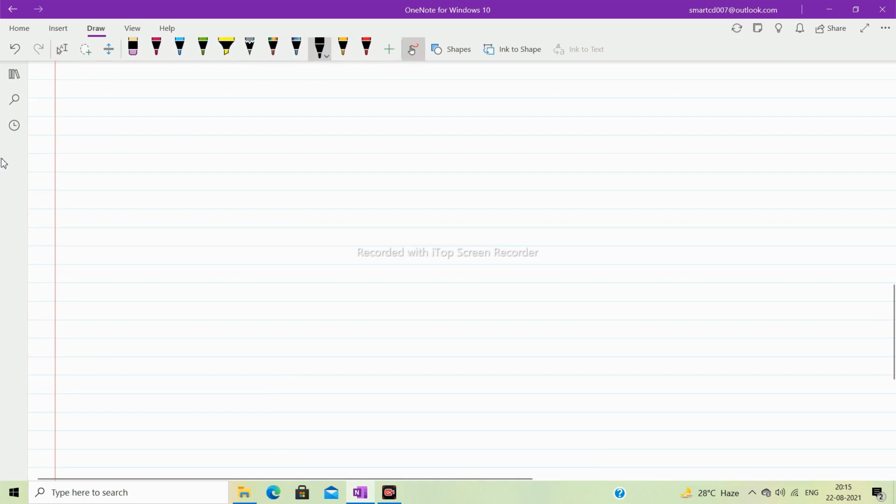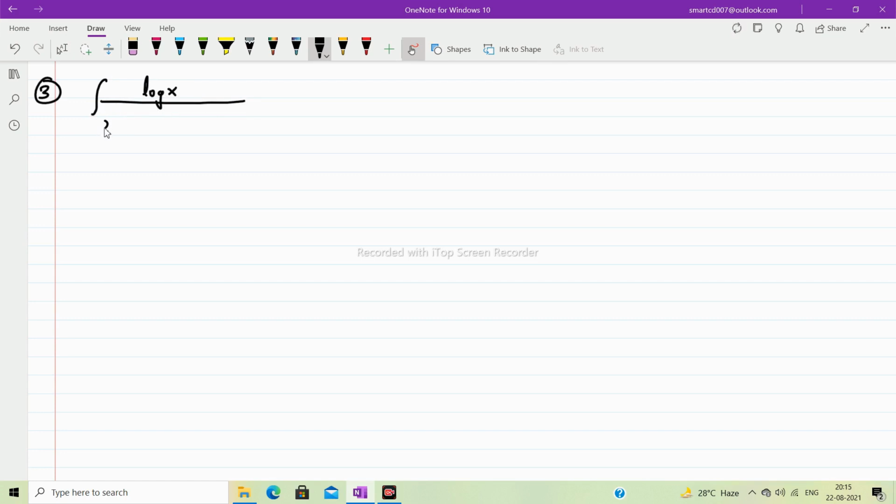Let's take one more question of partial fractions in which we use substitution. So let's say you have been asked to find the integration of log x upon x into 1 plus log x into 2 plus log x, dx. So let's see how we can do this.